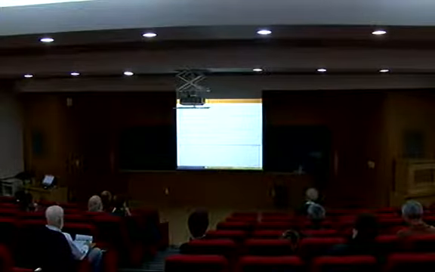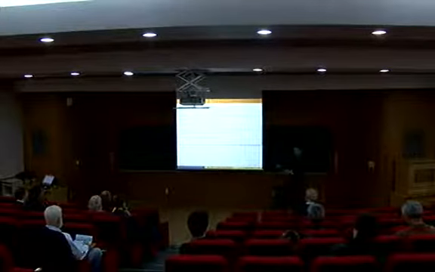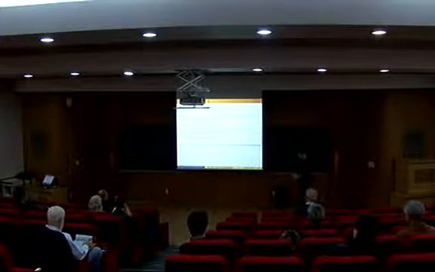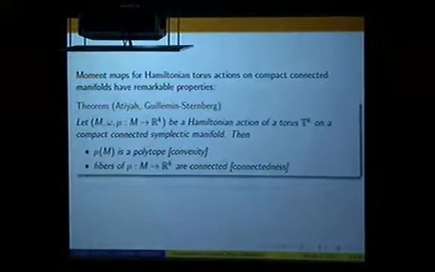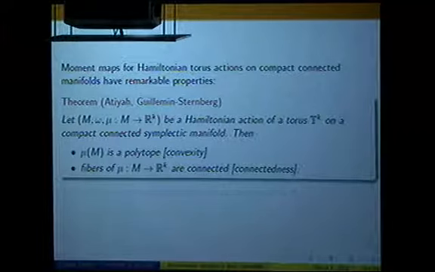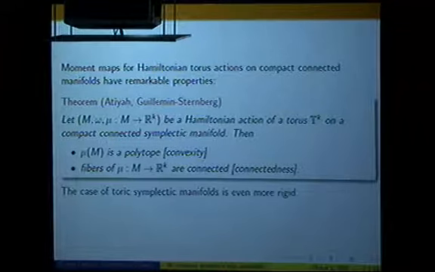Right? Connectedness is sort of necessary because if you have 2 of these polytopes, one for each connected component, you can overlap them and you can get all sorts of strange things. Right? The image won't be a single polytope. And the other property that's less well known is that the fibers are connected. And it's not true for arbitrary completely integrable systems. Somehow it comes from the fact that you have an action of a compact Lie group. Now, so this is a theorem from the early 80s, maybe 81, 82.